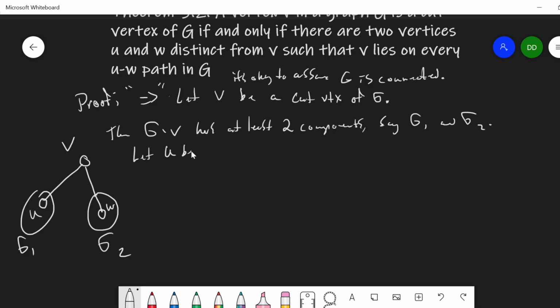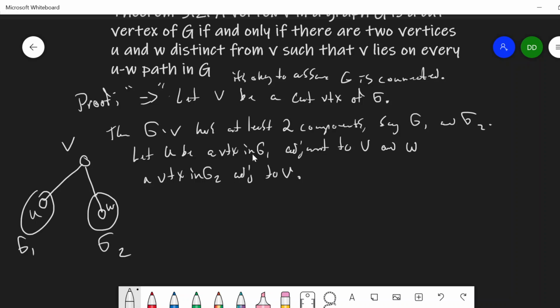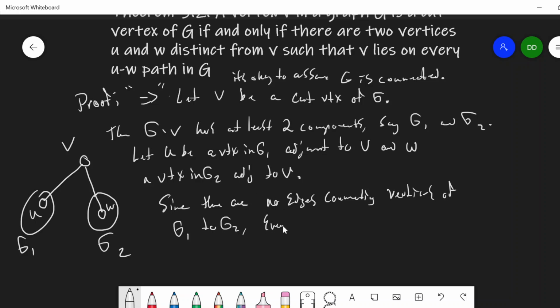So I'll say let U be a vertex in G1 adjacent to V, and W a vertex in G2 adjacent to V. Since there are no edges between G1 and G2, every UW path has to go through V. Since there are no edges connecting vertices of G1 to G2, every UW path must contain V. And that's it for this direction.